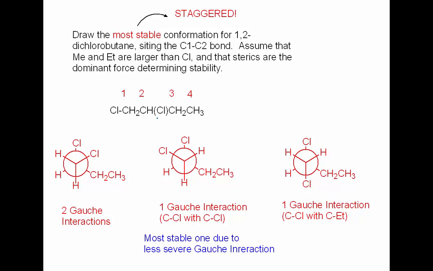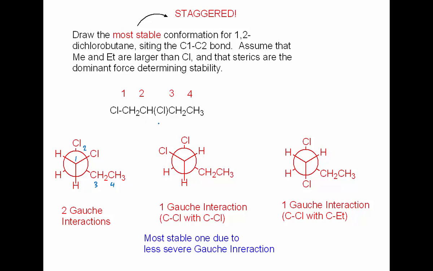Usually when you are asking for the most stable, this is a clue that you should be drawing a staggered conformation and not an eclipsed conformation. So let's not even consider eclipsed conformations. We're just going to draw one staggered conformation and then do a series of 120-degree rotations to make sure that we've looked at all of the possible conformations. Okay, so here's the Newman projection. Here's carbon 1, carbon 2, carbon 3, and carbon 4. I'm just arbitrarily going to draw chlorine right there.